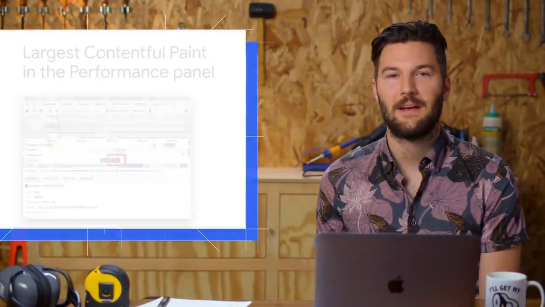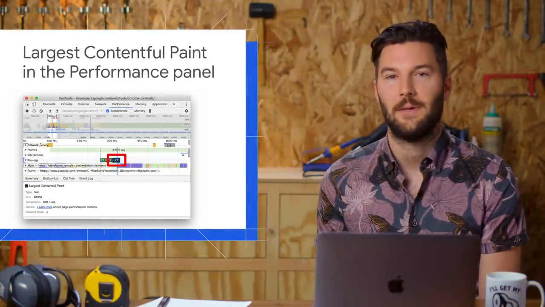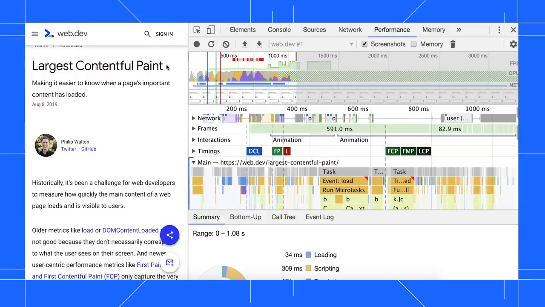The performance panel now supports the new largest Contentful paint metric. Largest Contentful paint is a new metric introduced in Chrome 77 that measures when the largest content element in the viewport was rendered. Check out web.dev/largest-contentful-paint to learn more about it.